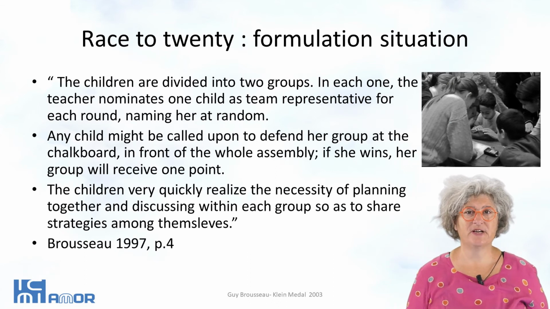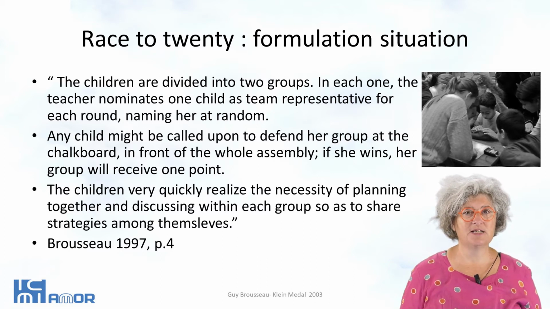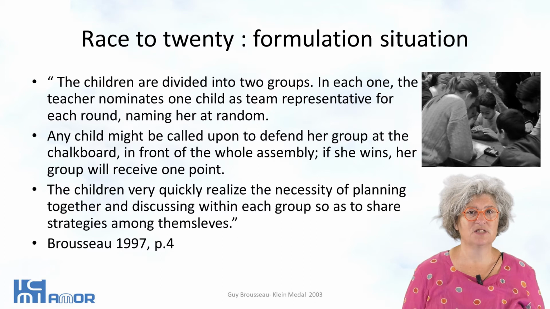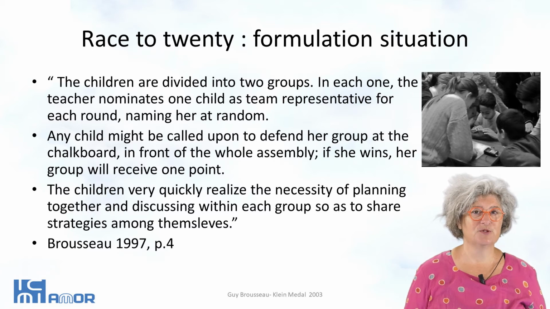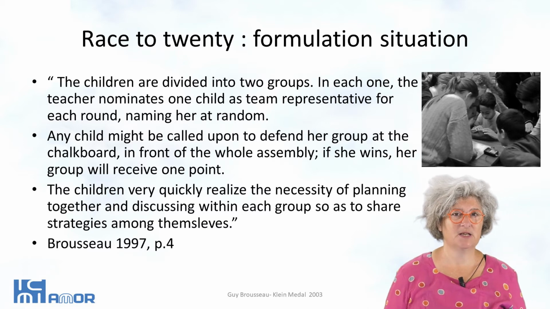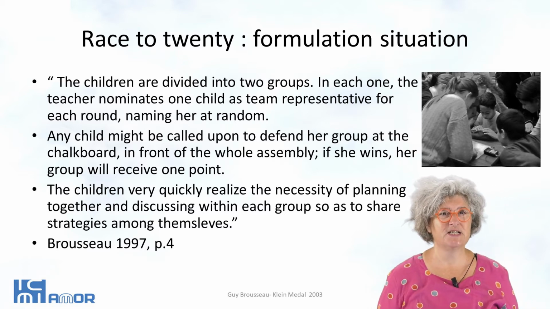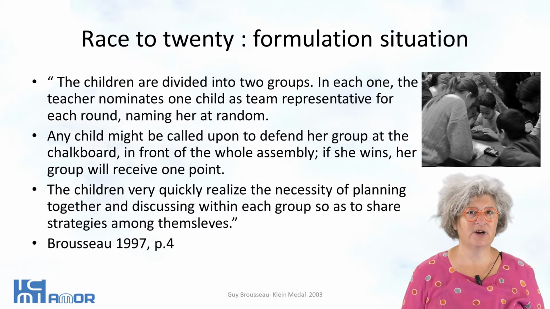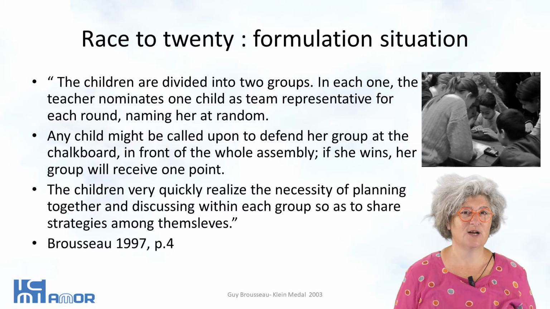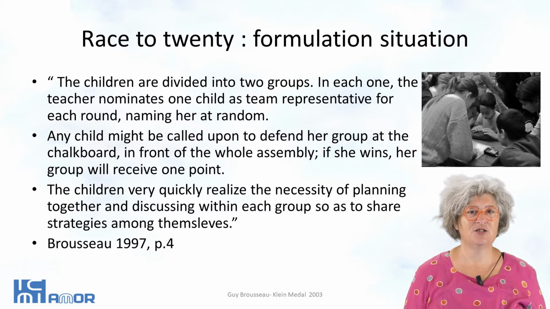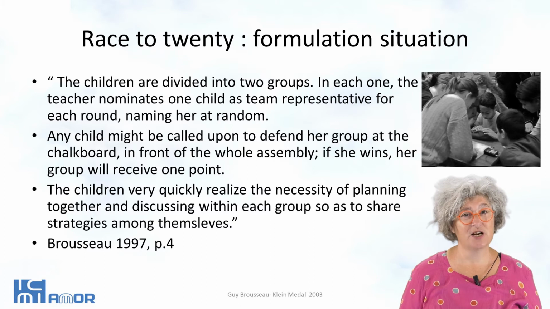We will now introduce the third phase of the race to 20 with a quotation of Brousseau. The children are divided into two groups. In each one, the teacher nominates one child as team representative for each round, naming her at random. Any child might be called upon to defend her group at the chalkboard in front of the whole assembly. If she wins, her group will receive 1 point. The children very quickly realize the necessity of planning together and discussing within each group so as to share strategies among themselves.